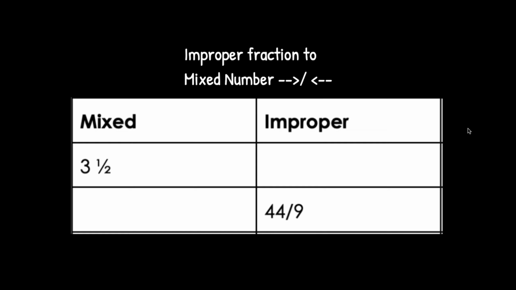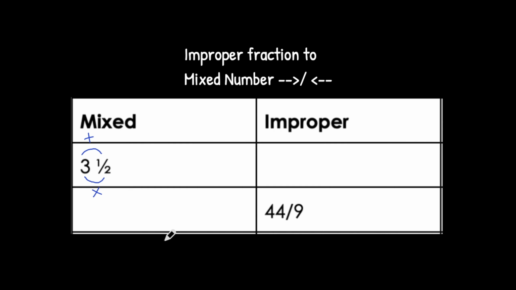Alright, we're gonna move on now to improper fractions to mixed numbers and vice versa. That's why I put these arrows. So you can either go from a mixed number to an improper fraction, or you can go from an improper fraction to a mixed number. So the key is to know the methodology. When you go from a mixed number to an improper, we use what we call the smiley face, sad face, multiply, add. Alright, I'll repeat: smiley face, sad face, multiply, add.